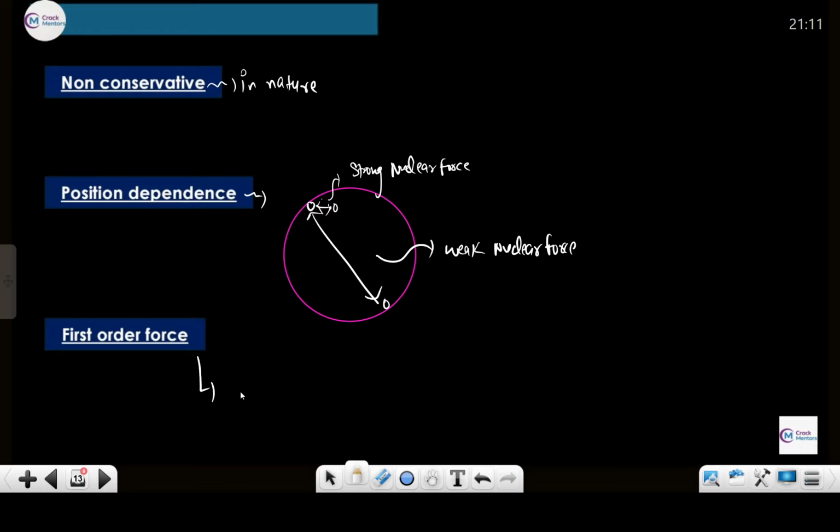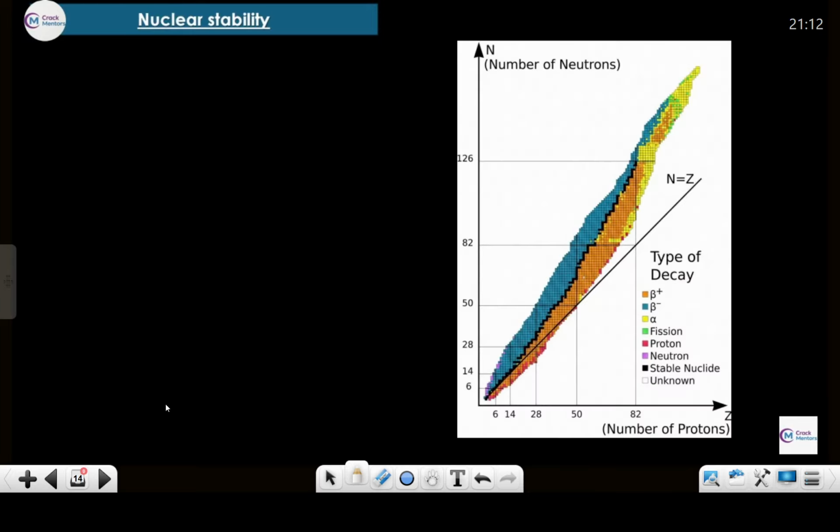It is a first order force, which means it would act maximum on neighbors first. Afterwards, it would act on far away charges. So basically, it is a first order force also. I'm hoping that this much is clear to you. If this is not clear to you, then let me know. And if there is any kind of doubt, then you can also ask me.